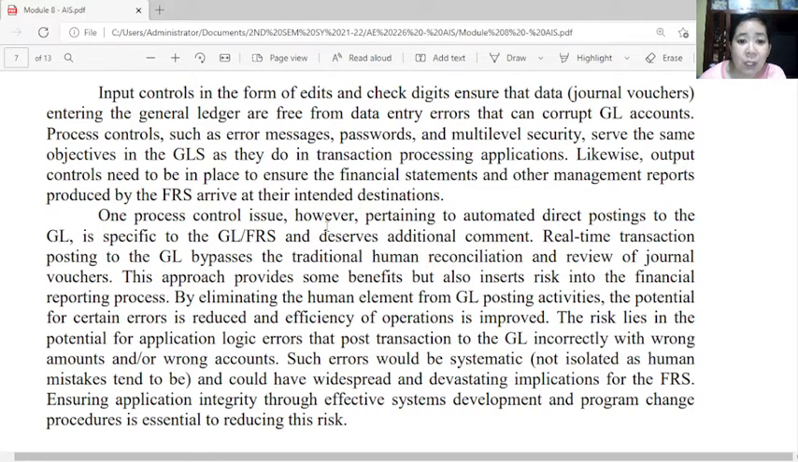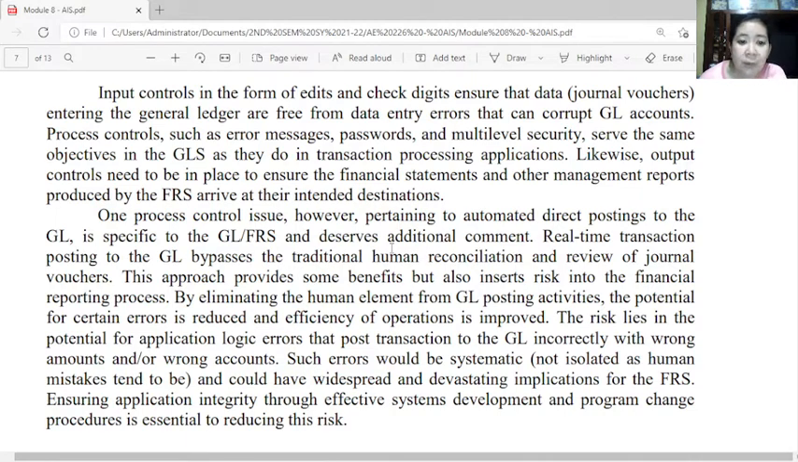So one process control issue, however, in this case is related to the automated direct postings. Automated, meaning this is specific to the general ledger or financial reporting system. Okay, so it needs additional comment or control because in this case, real-time transaction posting to the general ledger bypasses the traditional human reconciliation and review of the journal vouchers, meaning the audit trail will not be implemented, okay, because it is automated.